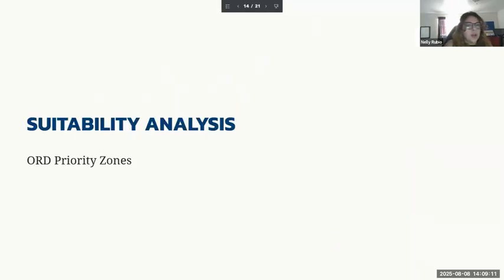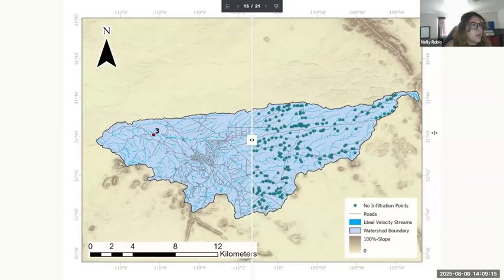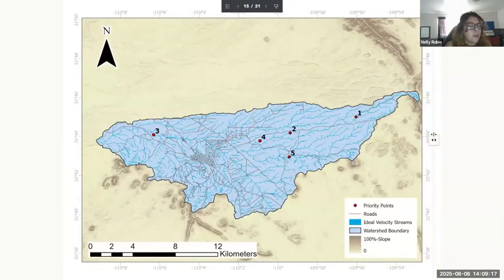Suitability analysis. So here we have a map using our four components. We used ideal slope, ideal stream velocity, our cost surface analysis, and our low infiltration zones. When we calculated this, we found that these 5 zones would be the best priority points for ORD placement.